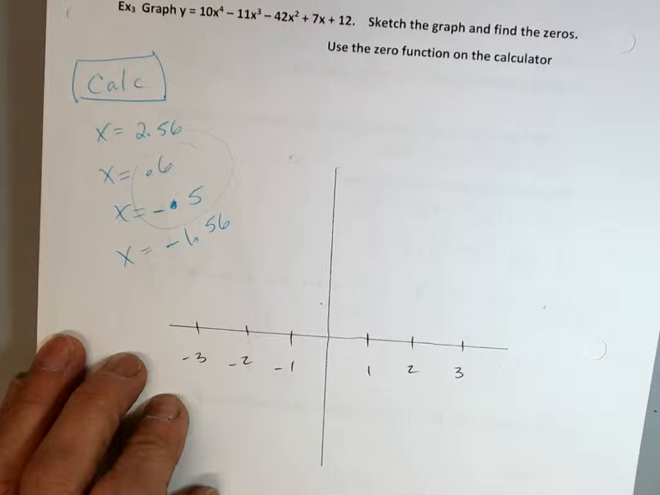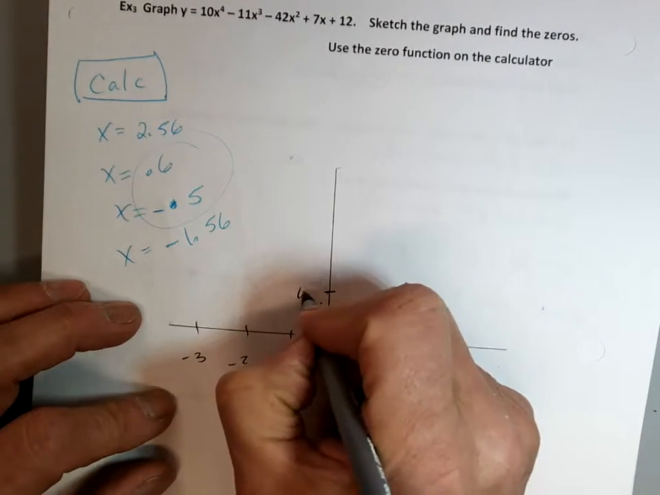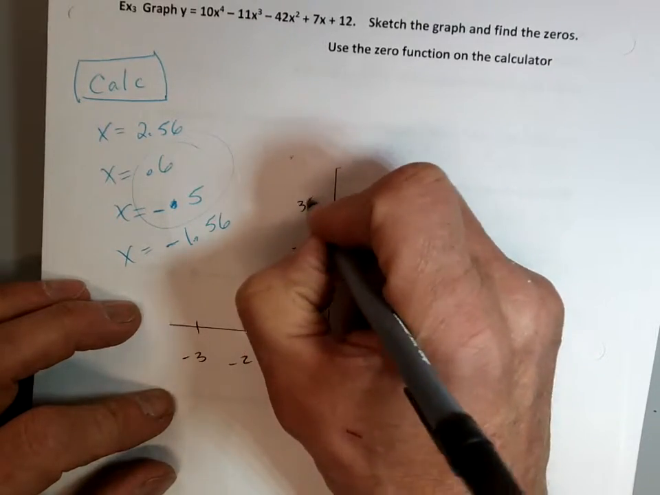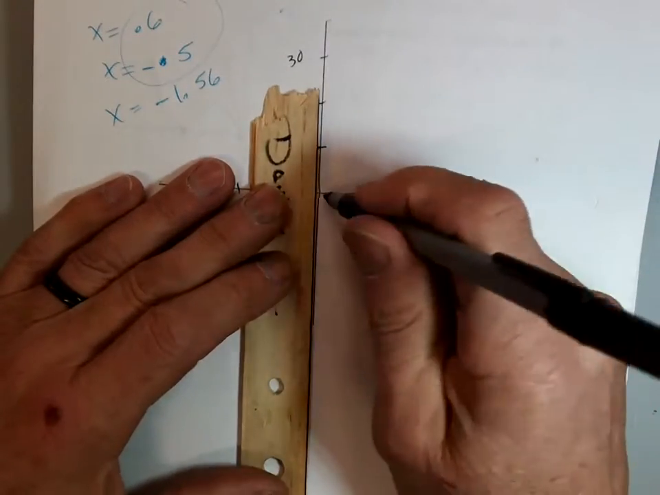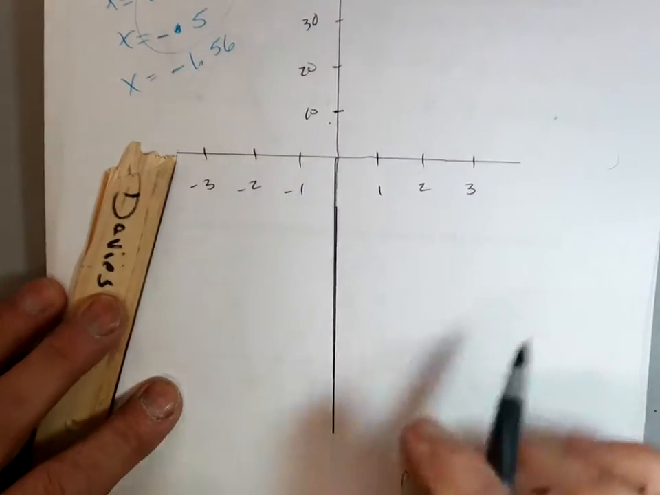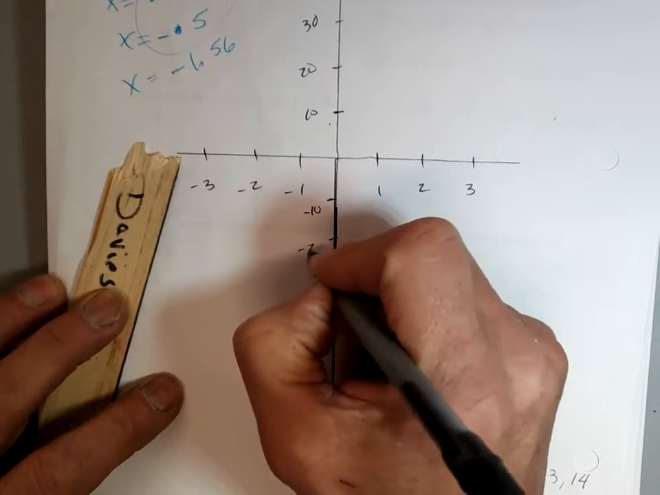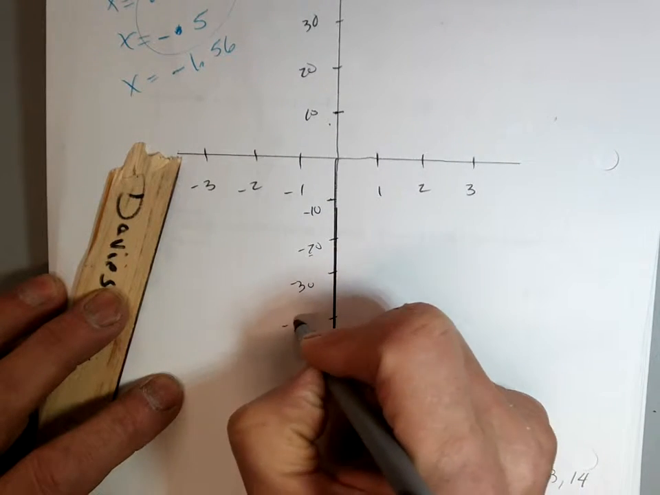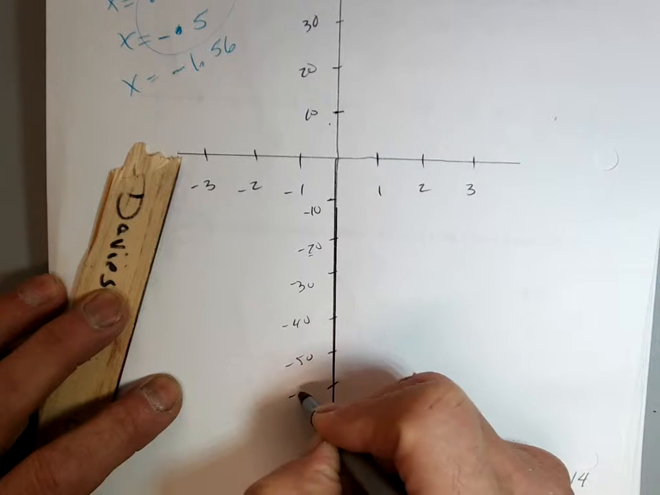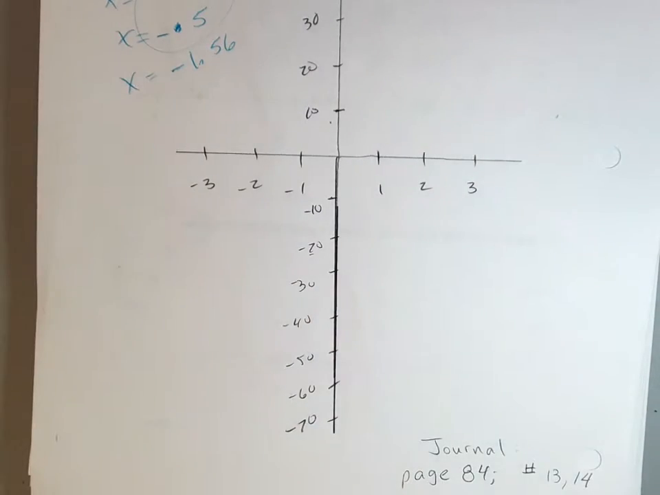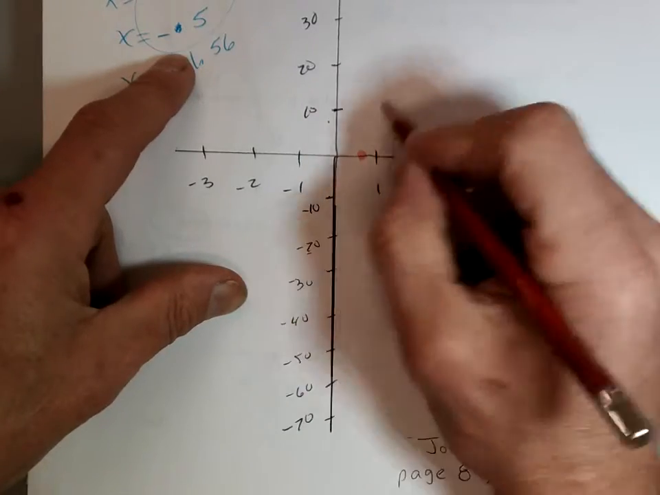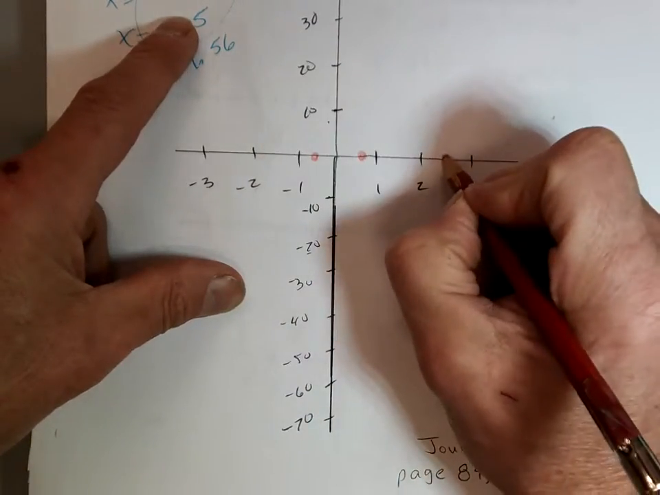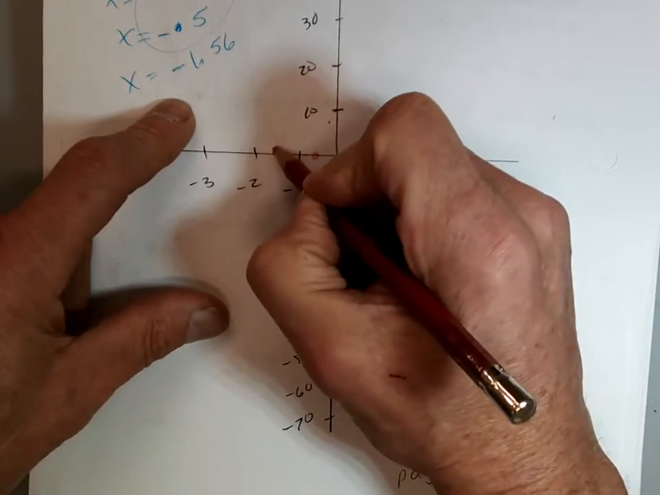Let's see, go back to my window. We had a y max of 30, 10, 20, 30. Y min was like negative 70, wasn't it? So I'm going to have to get my ruler. Let me get my ruler, drop this down a ways, huh? Okay, all right. So I'm going to go probably negative 10, negative 20, negative 30, negative 40. Right? Okay, now let's try and put this in here. So I'm going to have points at 0.6. It's about there, right? Negative 0.5, about there. 2.56, about there. Negative 1.56, about there, right?